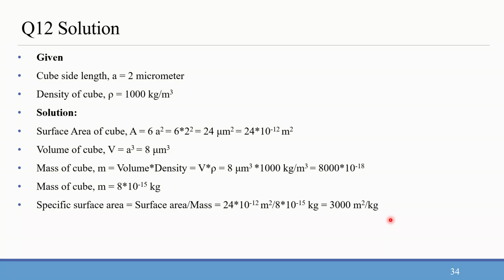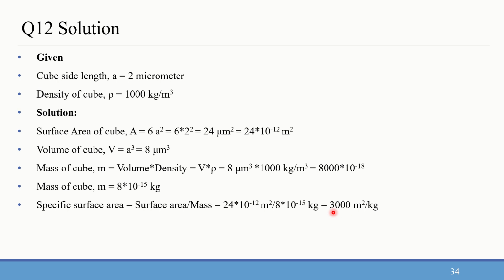So now let us compare this question 12 to the first problem that we saw. In both the cases, density is same, that is 1000 kg per meter cube. But in the first problem, the side length was 1 micrometer, and in this particular problem, the side length is 2 micrometers. So what we got in the first problem was 6000 meters square, whereas in this problem we got 3000 meters square per kg. Both are per kg.